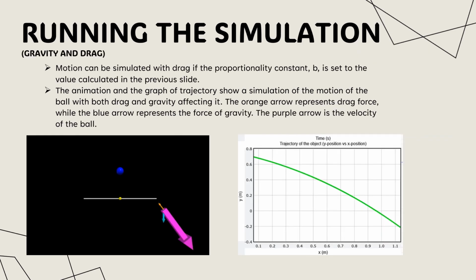Gravity and drag. Motion can be simulated with drag if the proportionality constant b is set to the value calculated in the previous slide. The animation and the graph of trajectory show a simulation of the motion of the ball with both drag and gravity affecting it. The orange arrow represents drag force, while the blue arrow represents the force of gravity. The purple arrow is the velocity of the ball.